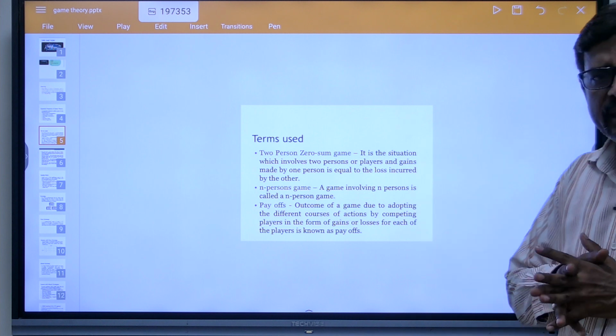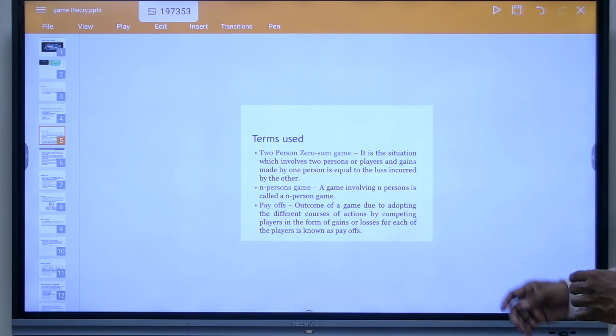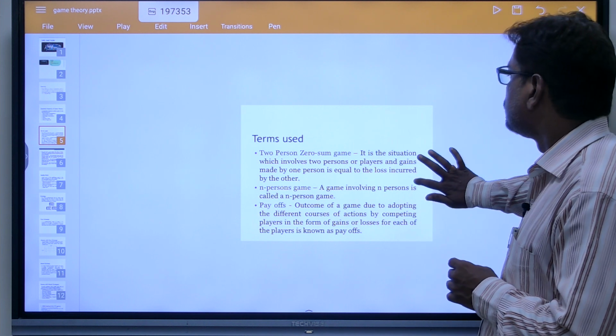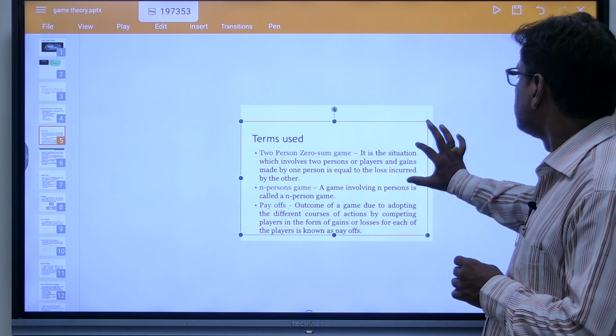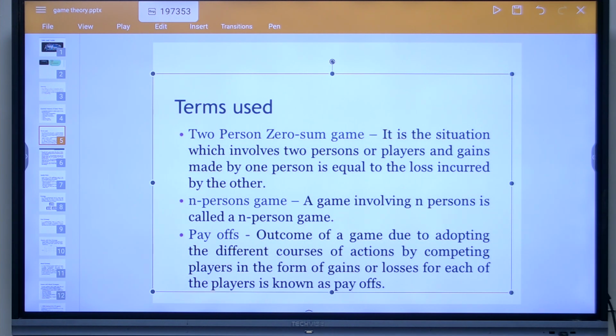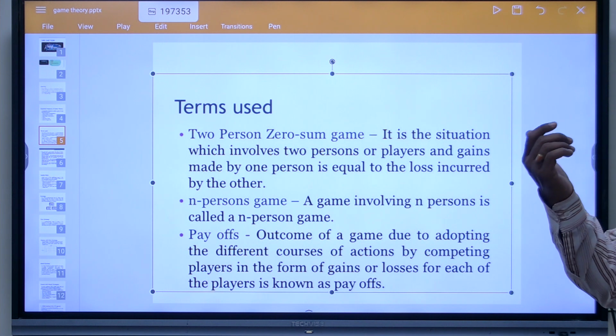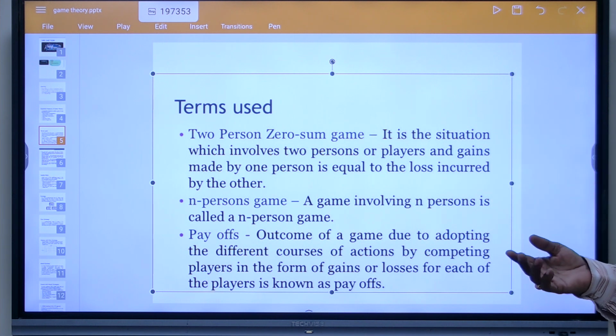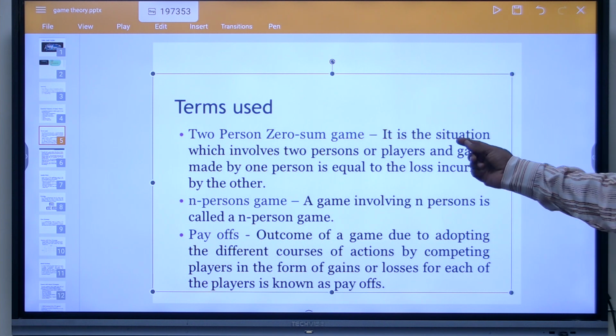In the complete process of game theory, we use certain terms like two-person zero-sum game. It means we have two players who are playing the game, and the ultimate sum is zero: the gain of one is the loss of the other. It is just like tossing a coin, where we have either a head or a tail. If one asks for the head, the other will be the loser. In a similar way, we have the two-person zero-sum game.